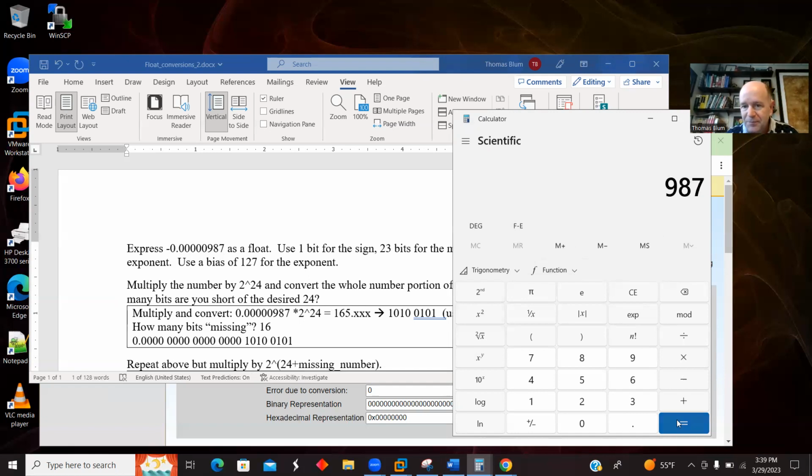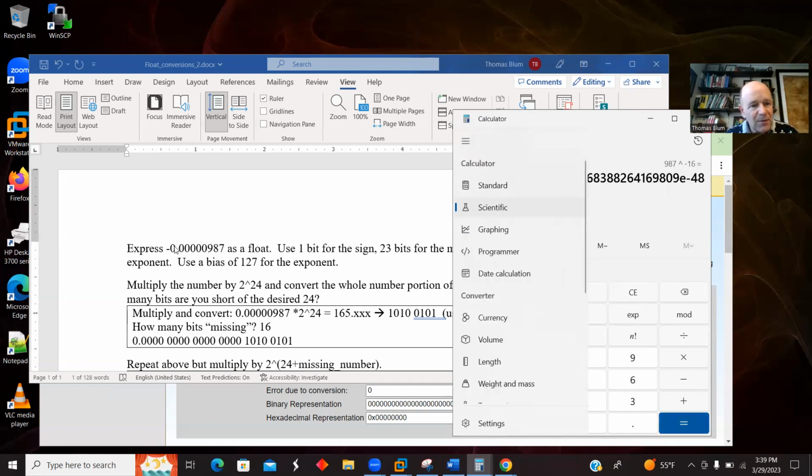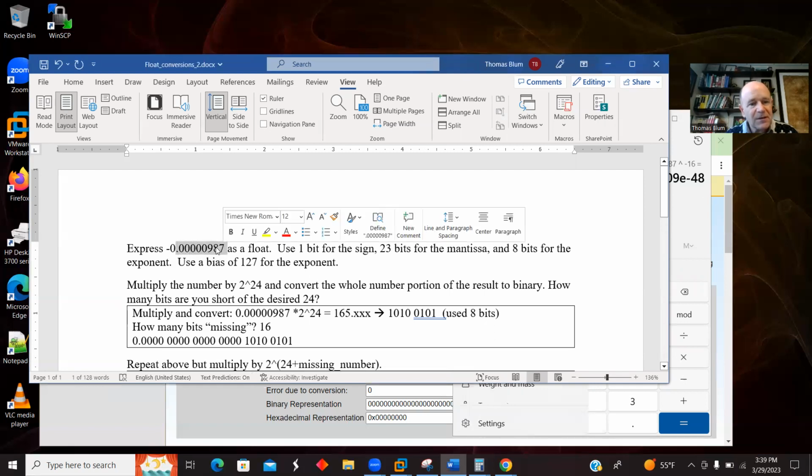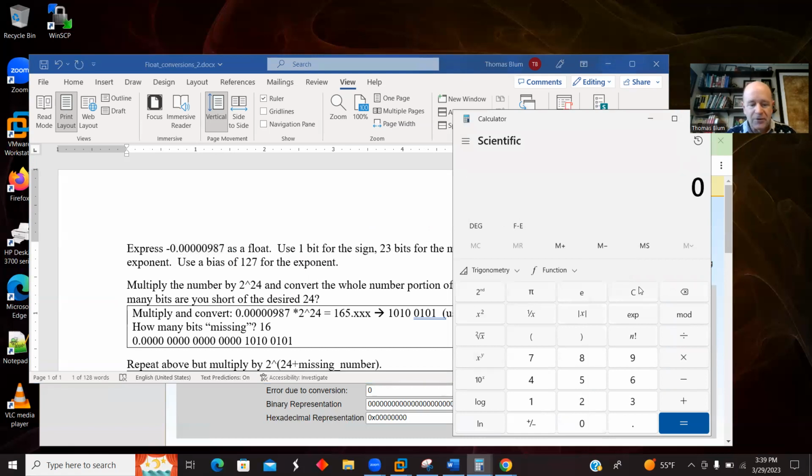Now, I missed my dot. Copy, clear, paste in my fraction, and I'm going to multiply that by 2 raised to the, I'll say parenthesis, the original 24 plus the missing 16, close the parenthesis, and equal. So now I get this number. Okay. And I'm not going to round, I'm just going to truncate.